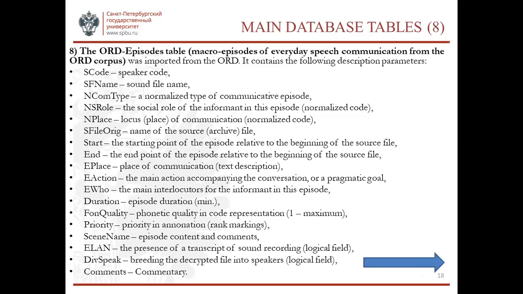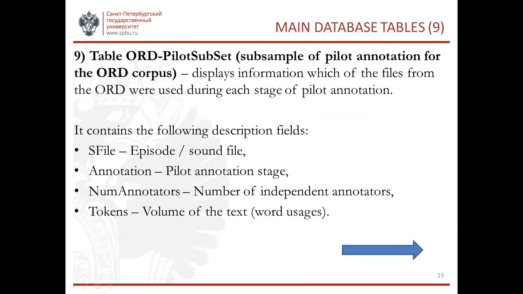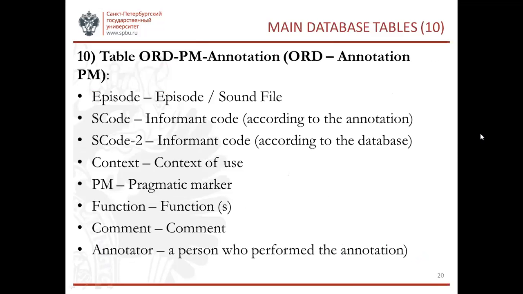Number 8, that's the ORD episodes table. That's information about macro episodes of everyday speech communication from this corpus. And again, you can see for yourself the description parameters. Number 9, that's the table ORD pilot subset. That's the subsample of pilot annotation for this corpus and displays information on which of the files from the ORD were used during this stage of pilot annotation. And finally, number 10, that's the table ORD PM annotation. Again, you can see the details yourself.